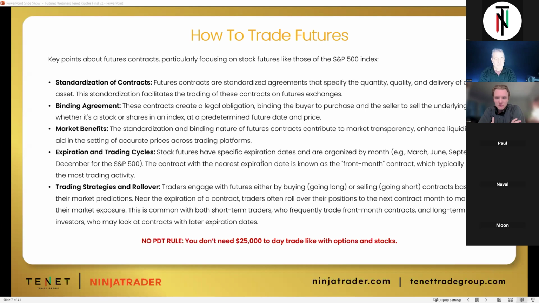So that's a benefit. Expiration and trading cycles. Each contract has an expiration. The E-mini S&P is an example. Those are quarterly expirations: March, June, September, December. All that means is when a March contract gets toward expiration, you just start trading the June contract. You pull it up on your trading platform and you'll see it right there. It's just a different time frame, same market.